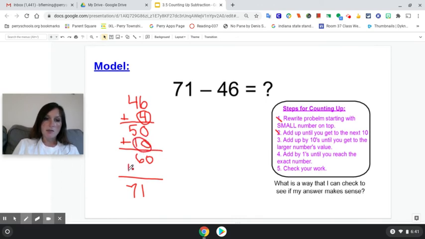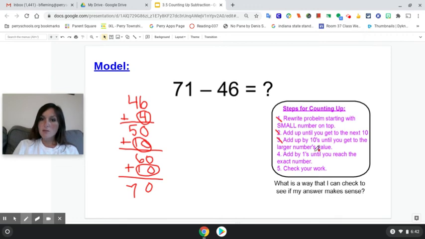Then I can do 60 plus 10. I'm going to have to erase because I didn't give myself enough space. That's okay. Good thing we can have erasers. 60 plus 10 is 70. I'm going to circle that 10. But again, I'm trying to get all the way up to 71. So how would I go from 70 to 71?